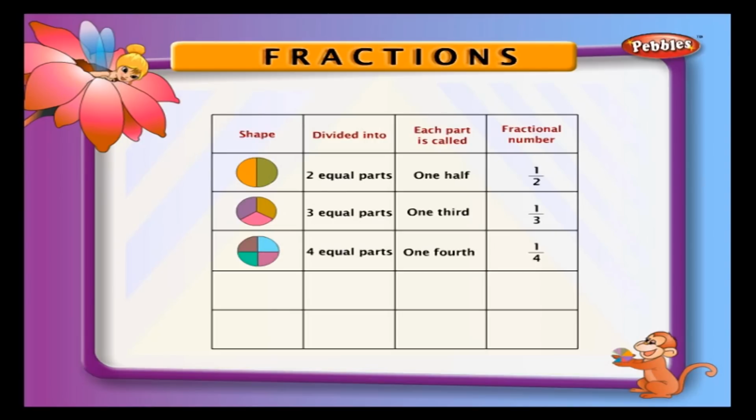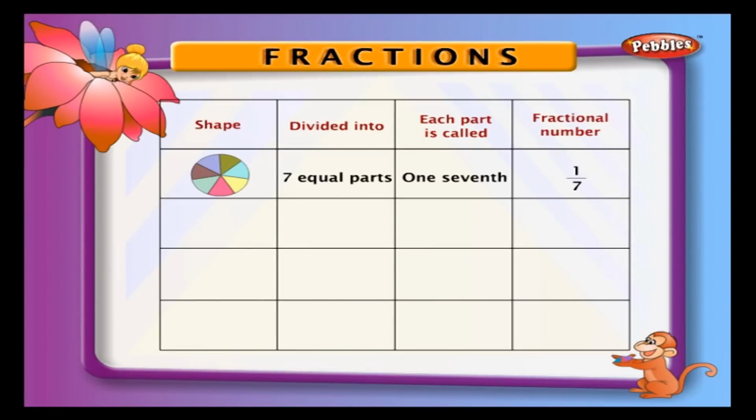This circle is divided into 4 equal parts. It is written as 1/4 or 1 by 4. This circle is divided into 5 equal parts. It is written as 1/5 or 1 by 5. This circle is divided into 6 equal parts. It is written as 1/6 or 1 by 6.